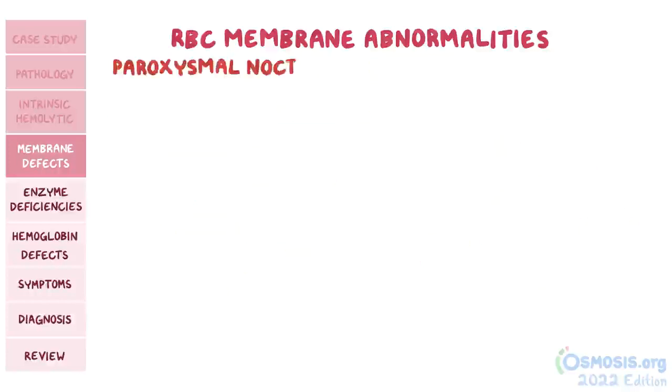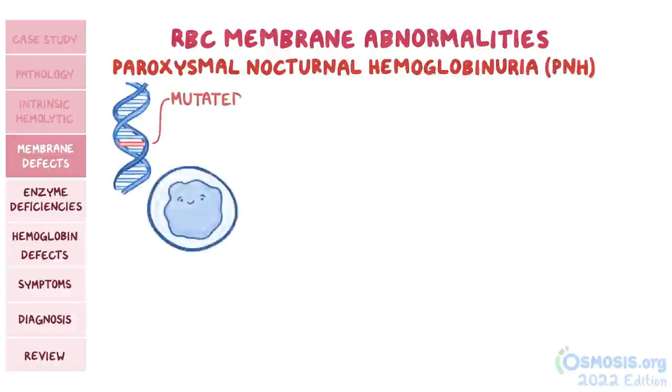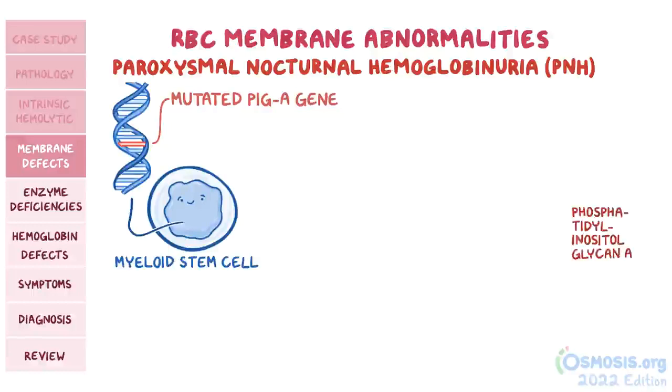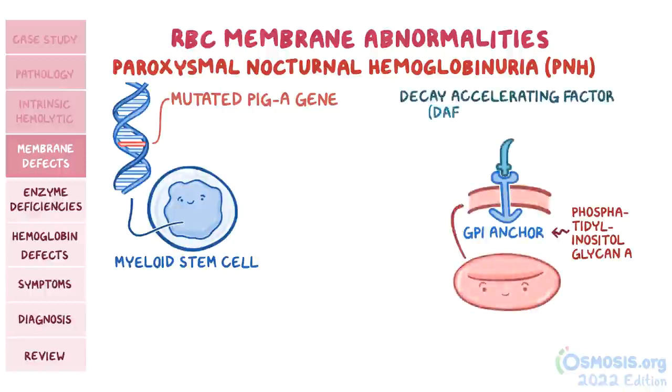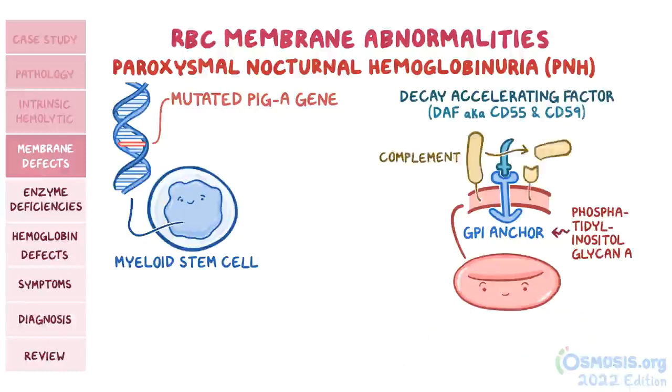Next is paroxysmal nocturnal hemoglobinuria, PNH, a genetic disorder caused by a mutated PIG-A gene in myeloid stem cells. This gene encodes for a protein called phosphatidylinositol glycan A that's needed to synthesize another protein called GPI anchor. GPI anchor is found in the membrane of all types of blood cells and serves to anchor proteins like decay accelerating factor, or DAF, also known as CD55, and CD59, to the cell membrane. These proteins normally inactivate the complement, and so they protect the cells from complement lysis.